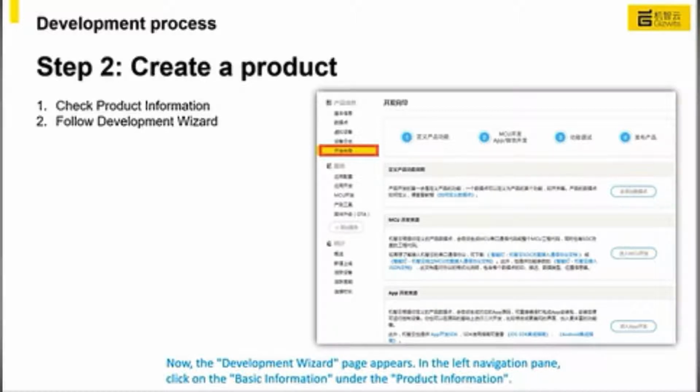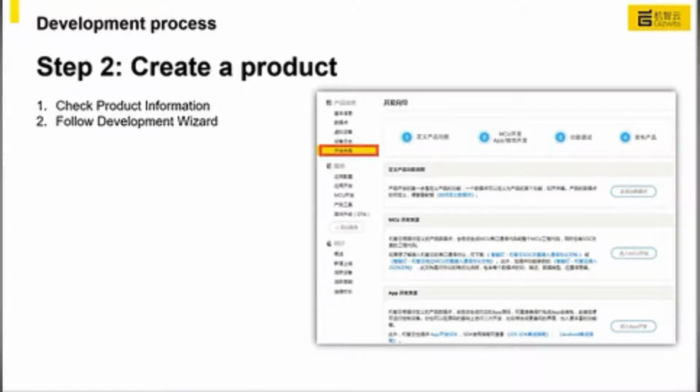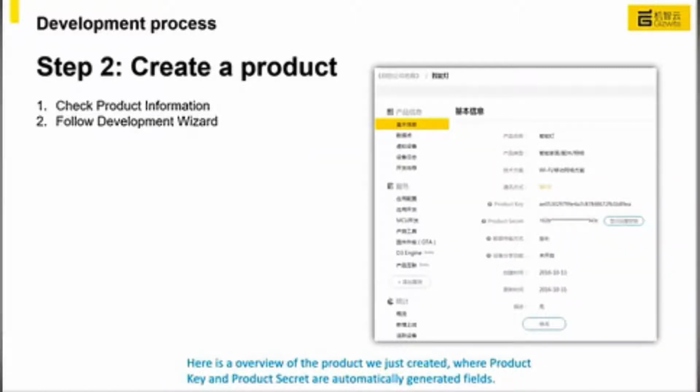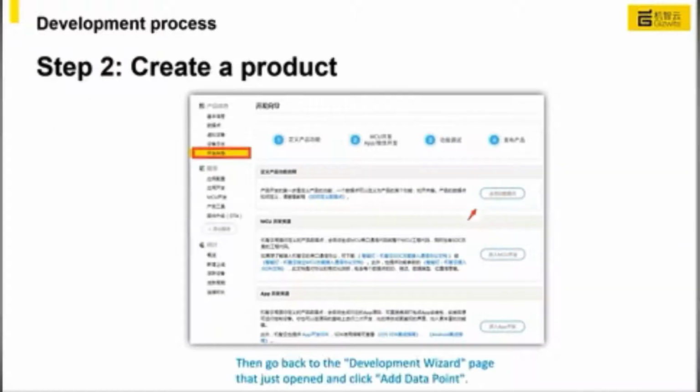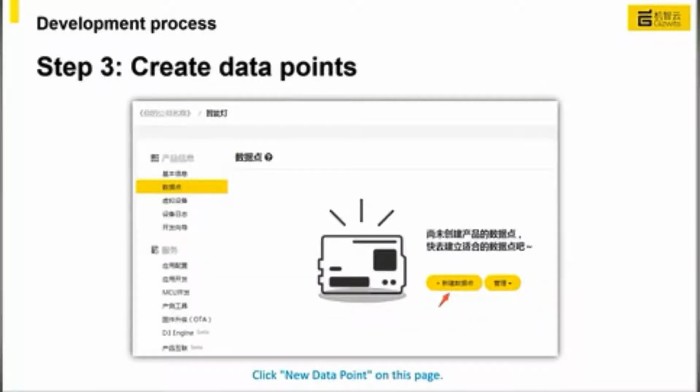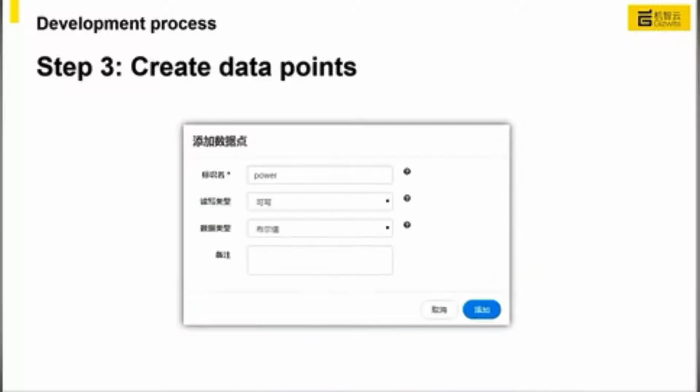In the left navigation pane, click on the basic information under the product information. Here is an overview of the product we just created, where product key and product secret are automatically generated fields. Then go back to the Develop Wizard page that just opened and click Add Data Point. Click New Data Point on this page.